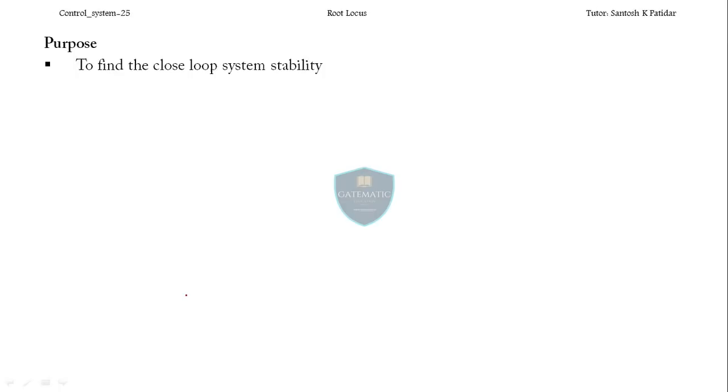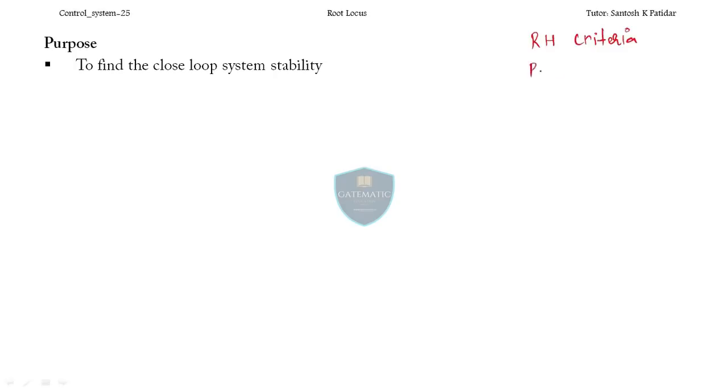What is the purpose of root locus? First we'll see the root locus purpose. The first point, to find the closed loop system stability. Why are we doing all these discussions? We started our journey for finding stability from the RH criteria, isn't it? The first thing is RH criteria, okay?